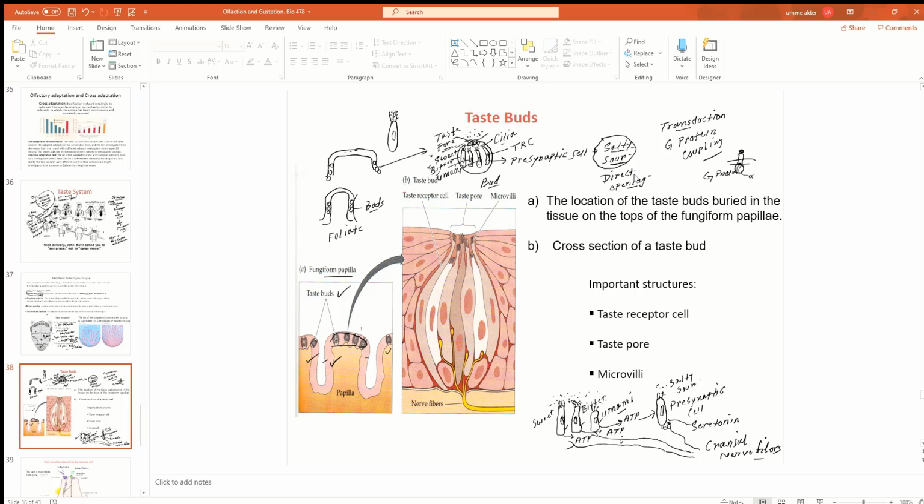So ATP can directly stimulate the free nerve endings of cranial nerves, or can activate or stimulate the presynaptic cells, and then that will activate the cranial nerve. Serotonin. Okay. So here in this picture you see the taste pore. Here these are cilia, and here different types of cells and cranial nerve fibers. Here you see the synapses.